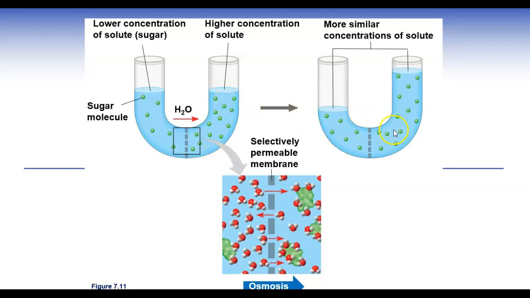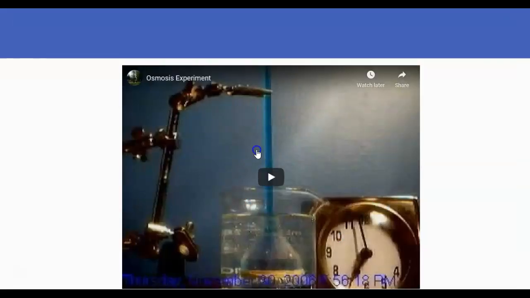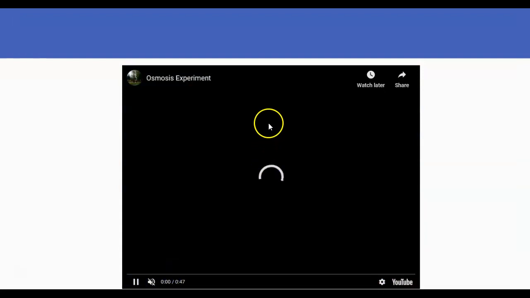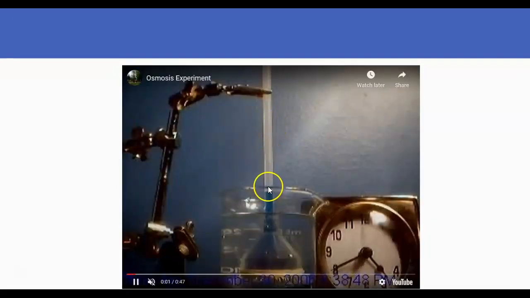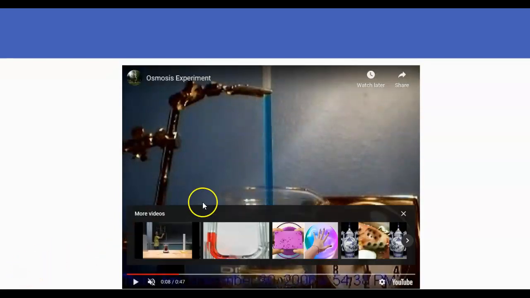That movement will actually move the right side of this container up. It'll evenly distribute the concentration of the sugar by moving water from one side to the other. And if you watch this video, you can actually see water move up against gravity. If you have a membrane where only the water can go through, you can see how it'll go over gravity.